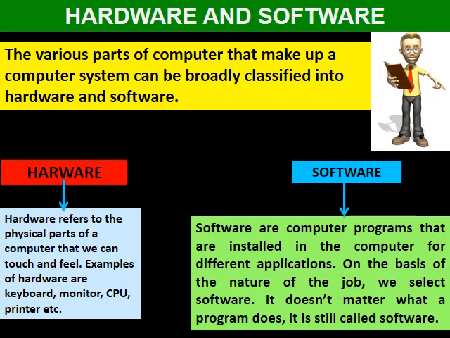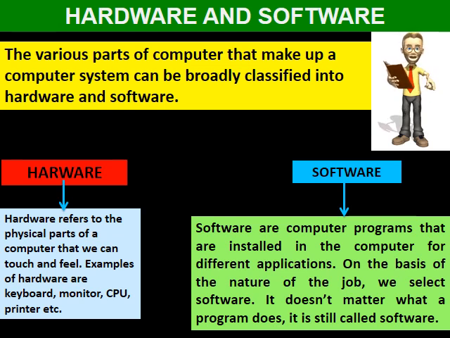Hardware and software. The various parts of computer that make up a computer system can be broadly classified into hardware and software. First, hardware. Hardware refers to the physical part of a computer that we can touch and feel. Examples of hardware are keyboard, monitor, CPU, printer, etc.